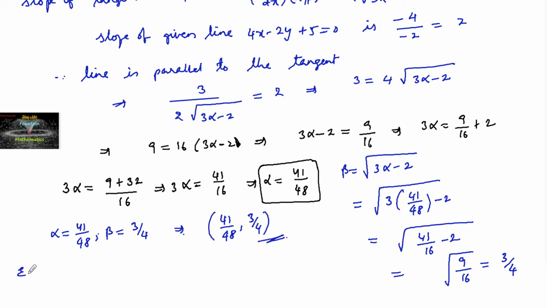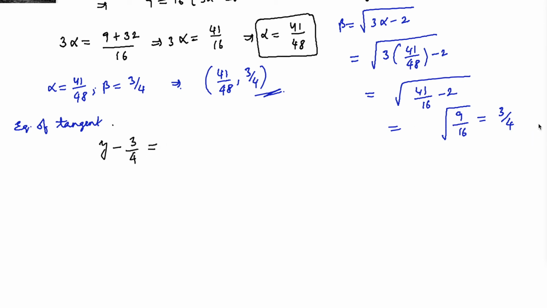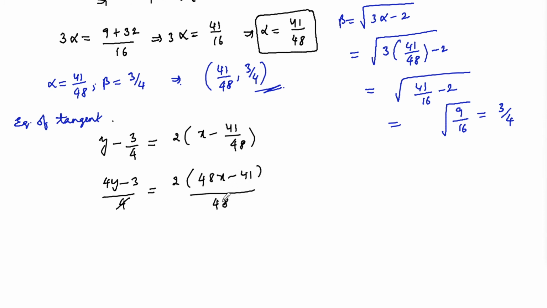Then the equation of the tangent can be taken as the equation of the tangent at this point. The equation of a tangent is y − y1, that is y − 3/4, equal to the slope. The slope is given as 2, so we can write 2 times (x − 41/48). So we can write (4y − 3)/4 = 2(48x − 41)/48. So we can cancel 4 twelve times and 2 six times, and again doing cross multiplication.